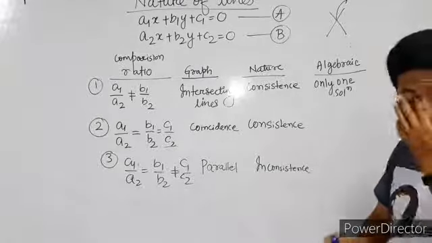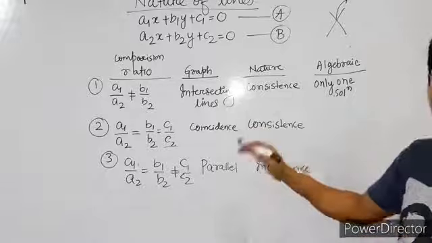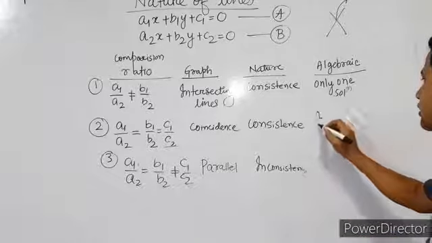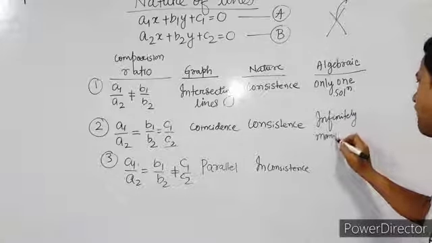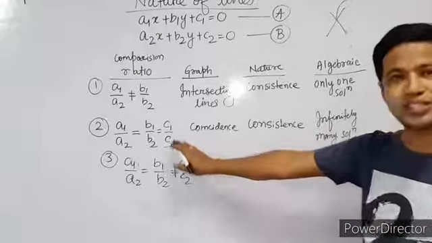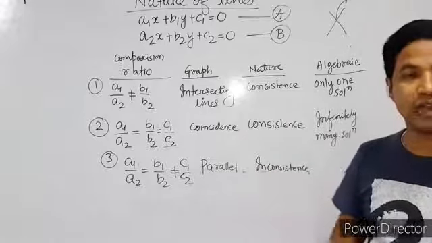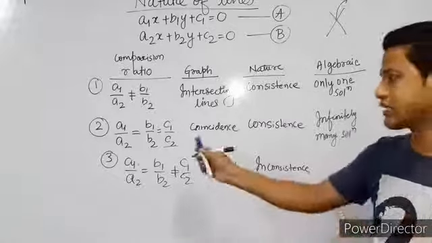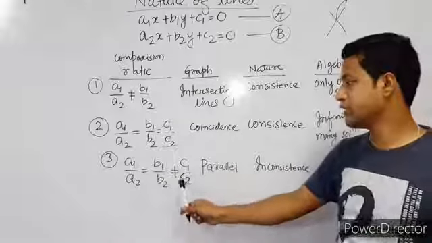Now let's go to the next one, that is when the lines are coincident to each other. In that, we will find there are many solutions, which means infinitely many solutions. What does it mean? It means that in this system, when a1 by a2 is equal to b1 by b2 is equal to c1 by c2, we will have many values of x and many values of y.